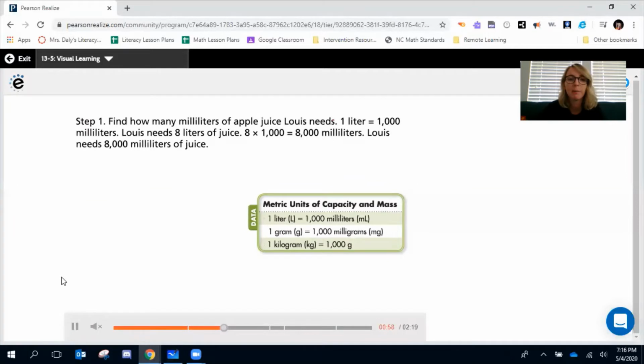Step 1. Find how many milliliters of apple juice Luis needs. 1 liter is equivalent to 1,000 milliliters. Luis needs 8 liters of juice. 8 times 1,000 equals 8,000 milliliters. Luis needs 8,000 milliliters of juice.